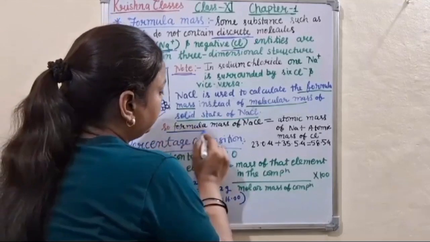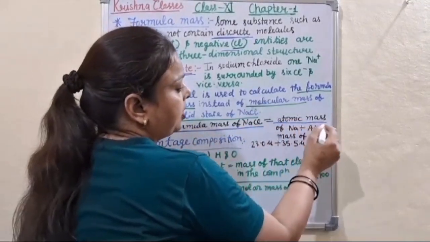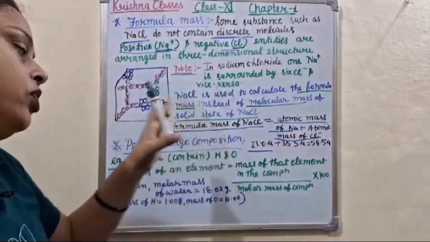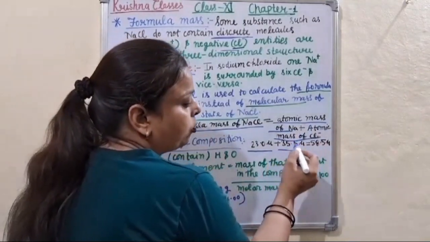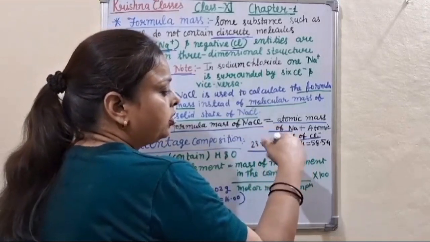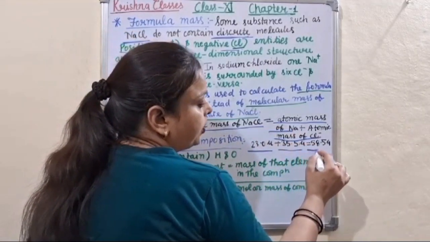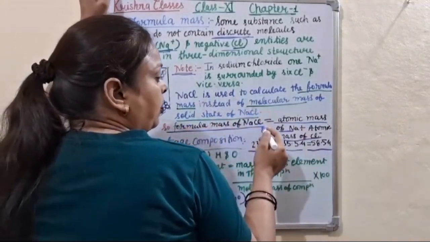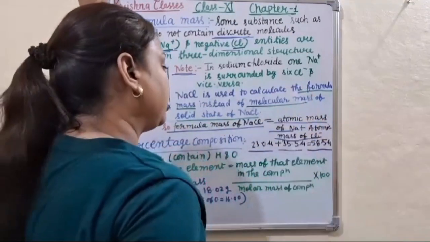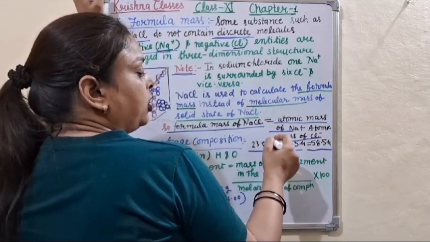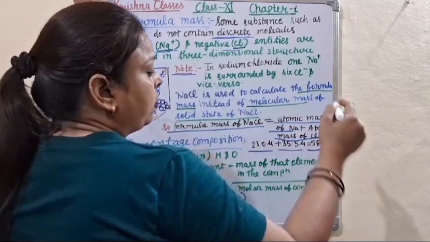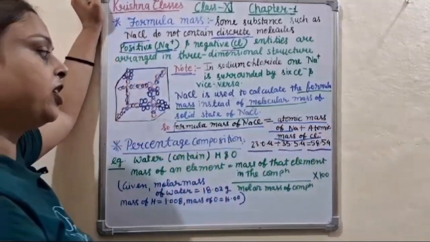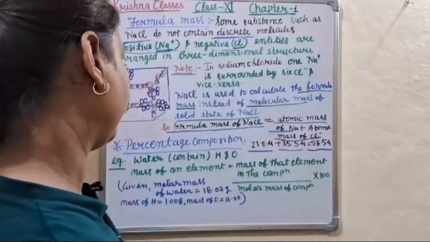So what is the formula mass of NaCl? Formula mass of NaCl is equal to the atomic mass of Na plus the atomic mass of Cl. The atomic mass of sodium is 23.0 mu, and the atomic mass of Cl, you know very well, is 35.5 mu. When we add both quantities, we get 58.5 mu. That is the formula mass of NaCl. I repeat again: formula mass of NaCl equals atomic mass of Na plus atomic mass of Cl, that is 23.0 mu plus 35.5 mu equals 58.5 mu. Okay, this is the formula mass.